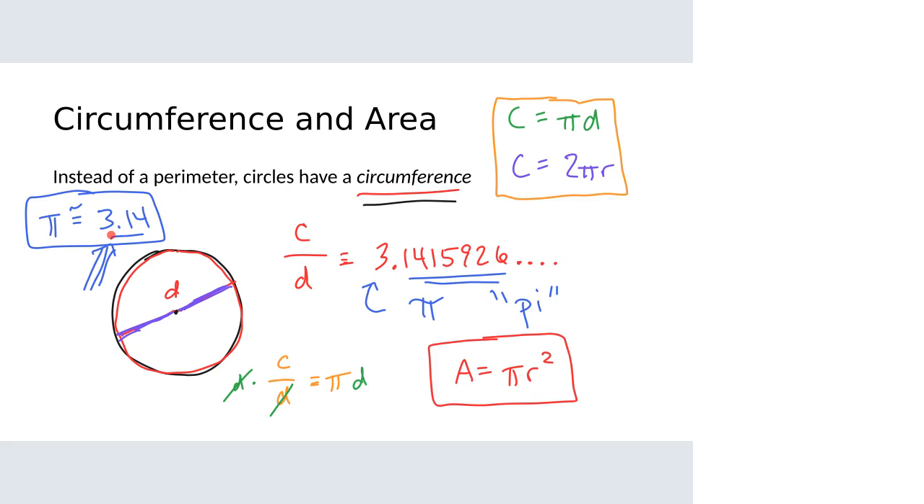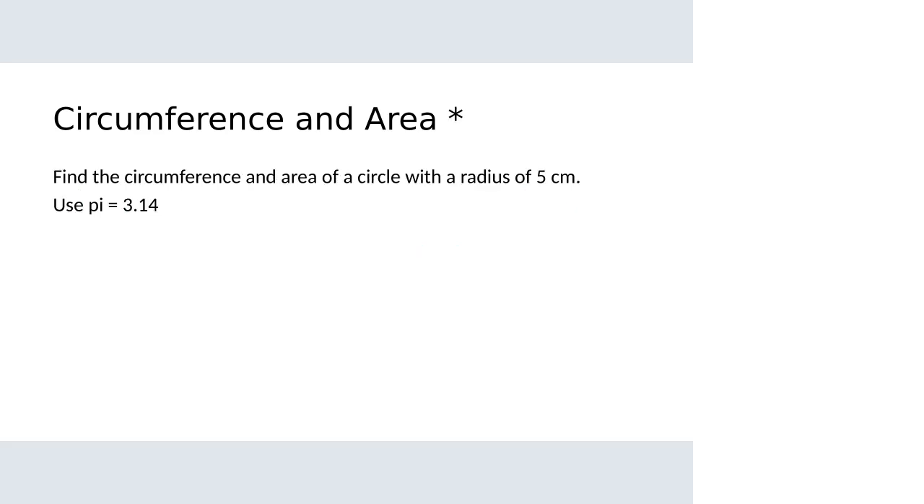Are there any questions about any of these formulas related to circumference and area of circles before I have you try one? Excellent. Here goes. Find the circumference and area of a circle with a radius of 5 centimeters.